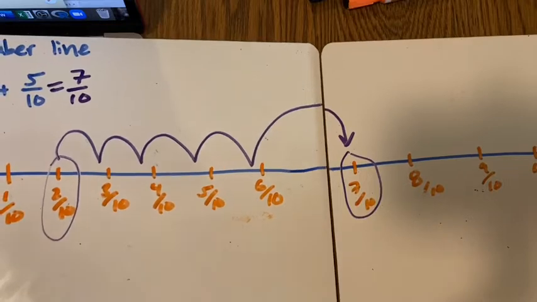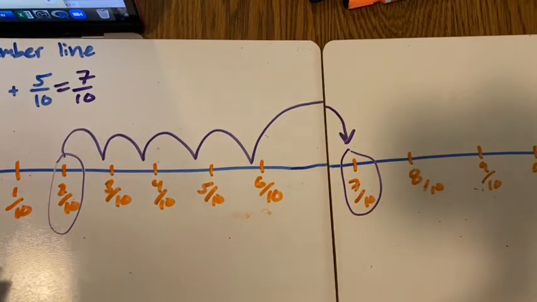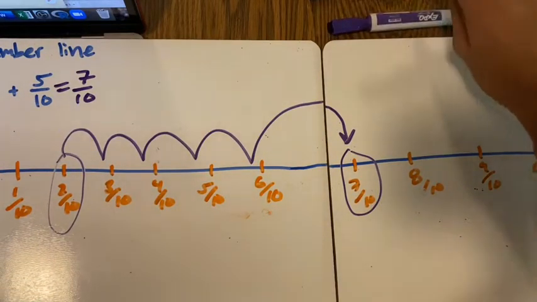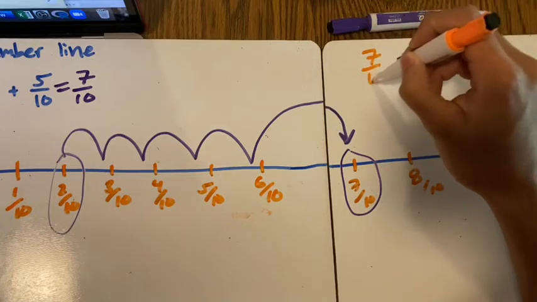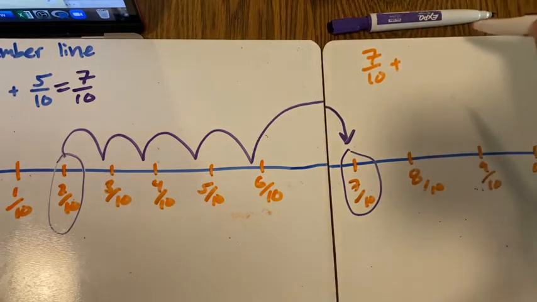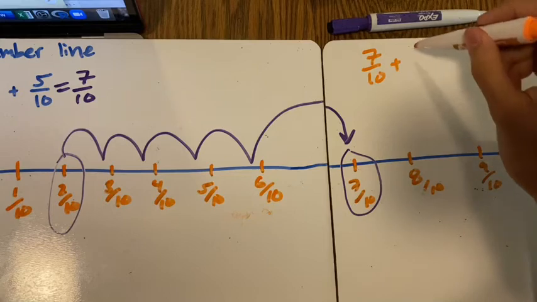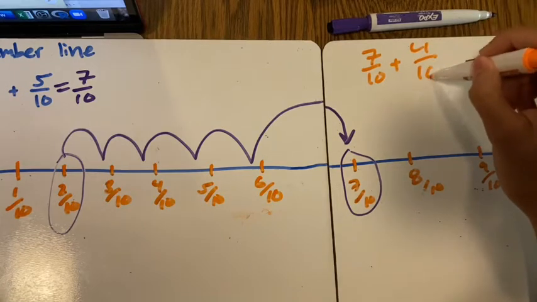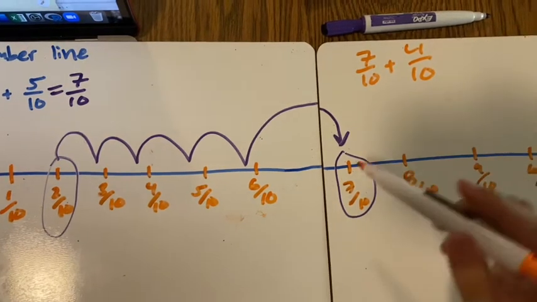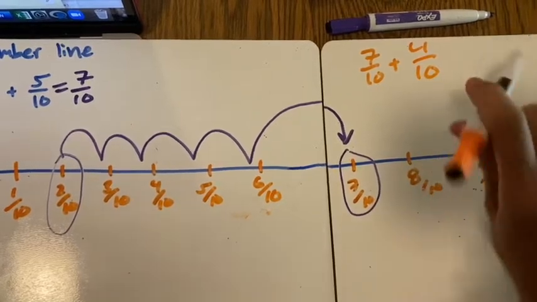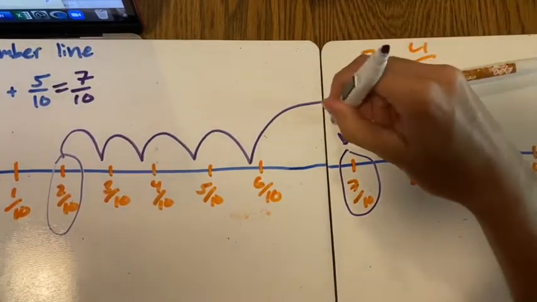Now, what happens if, let's say, I add 7 over 10 plus 4 over 10? Well, how do we do that? Well, we start off with this one, right? We start off with 7 over 10.